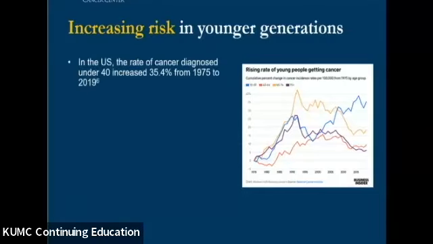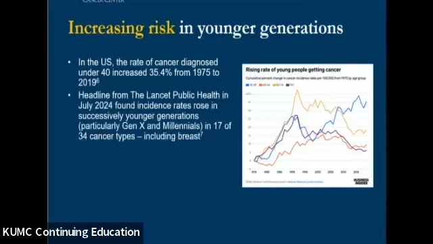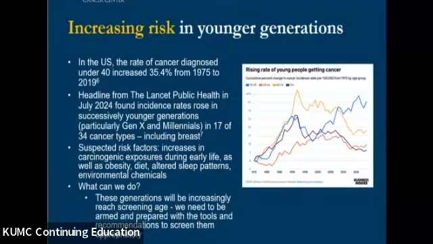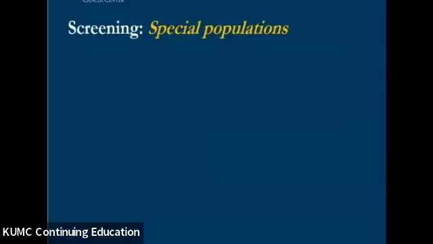We are seeing an increasing risk of cancer in younger generations. This is just a couple headlines that showed up recently. 17 of 34 cancer types, this includes breast, are increasing in the Gen X and millennial generations. And I think the reason that this is important is these are the generations that are increasingly reaching screening age. And so we need to be armed and prepared with the tools to be able to screen them appropriately and identify them at the appropriate time.